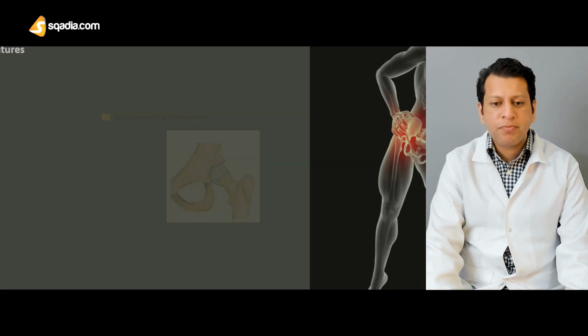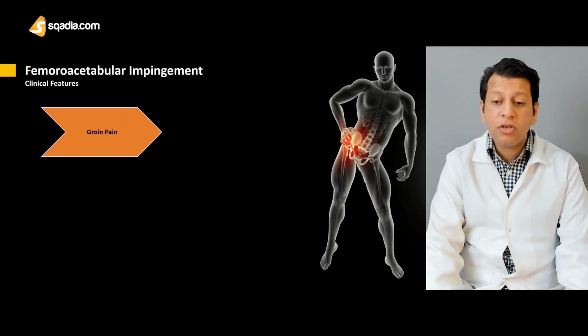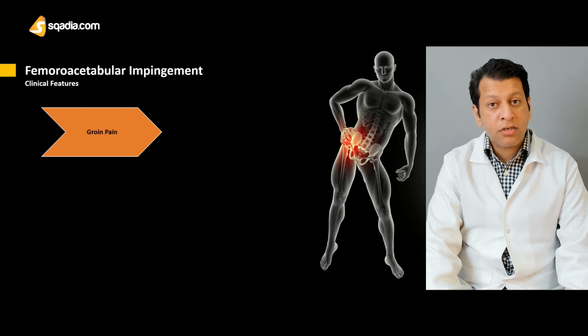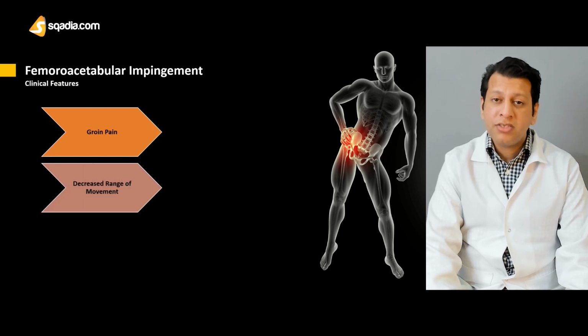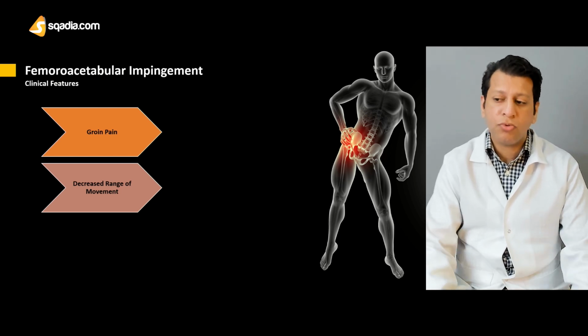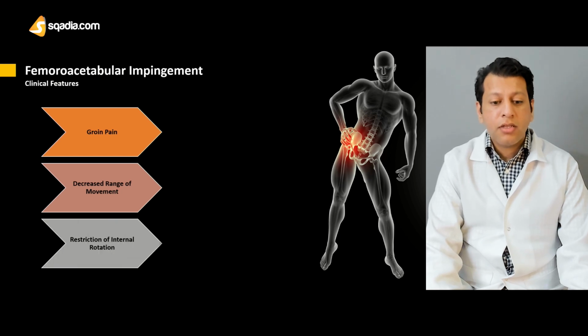Clinical features are very similar to osteoarthritis: groin pain, which is also present in our patient, and decreased range of motion, which can also mimic hip osteoarthritis, because once the contractures are formed, this can occur in both conditions. Then there is a restriction of internal rotation.